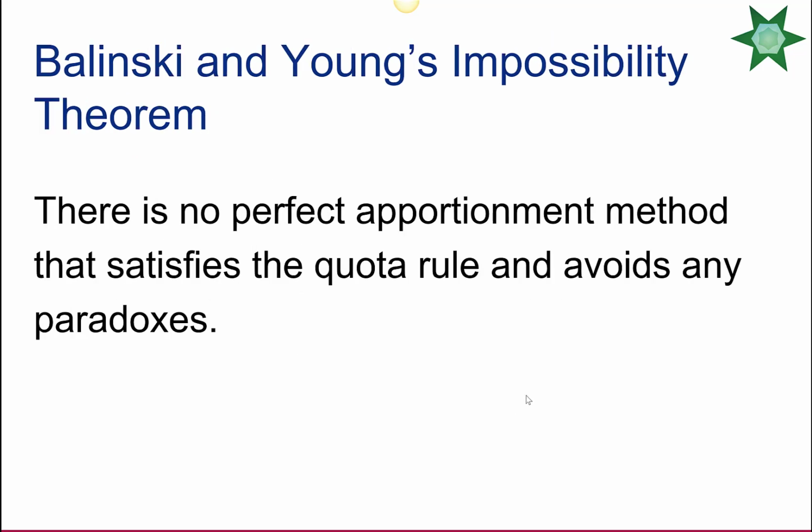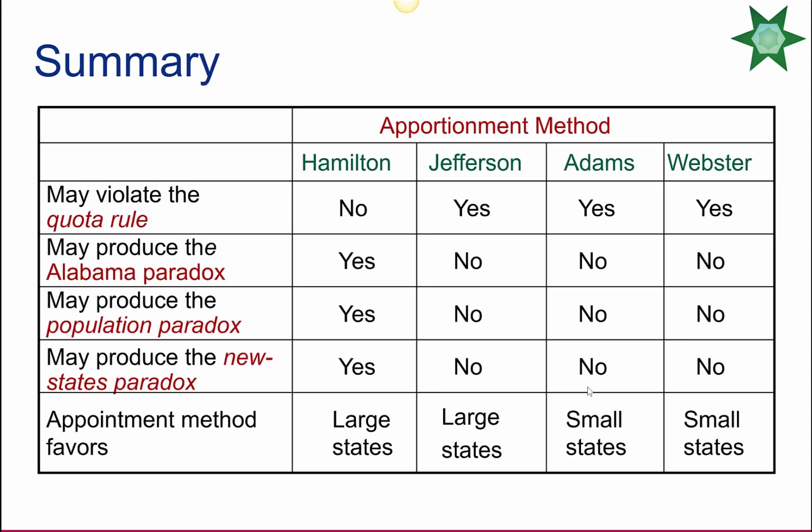Balinski and Young's impossibility theorem said there's no perfect apportionment method that satisfies the quota rule and avoids any of the paradoxes. Remember, the quota rule said you had to use either the upper or the lower quota. And so here are the apportionment methods, the four methods across the top, and then whether or not they violate the quota rule, which Hamilton never does, and then whether or not they produce the paradoxes, and also what types of states they favor.